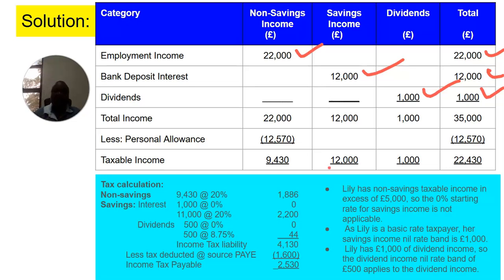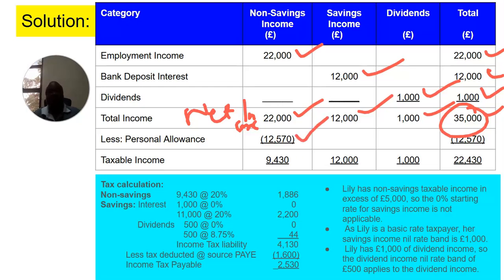Now we then total up the net income. Remember this is our net income row. So we've got 22,000, 12,000, 1,000, 35,000. Yes, because that's 22,000 plus 12,000 becomes 34,000 plus 1,000, 35,000. That's correct. And you ask yourself, is this below 100,000? Yes. So I charge 12,570 personal allowance, and this means the non-savings income has become this much.